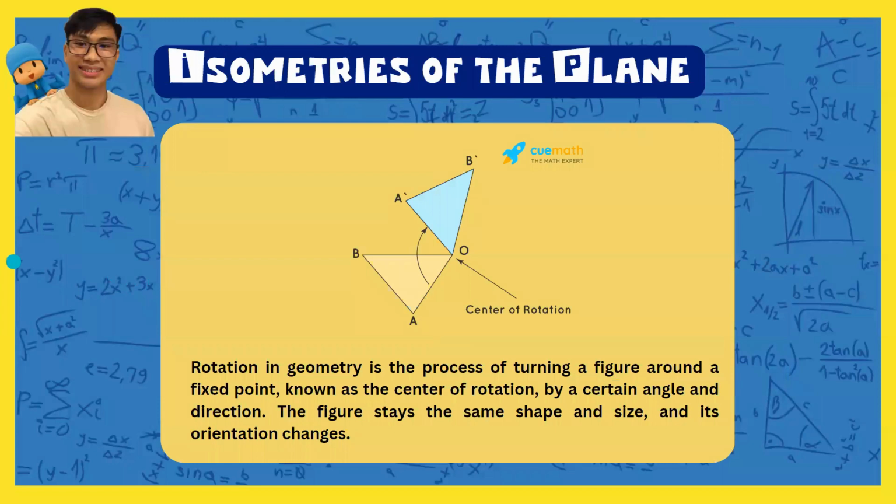Next is rotation. In geometry, it is the process of turning a figure around a fixed point. So ito ang kanyang fixed point, known as the center of rotation, by a certain angle and direction. The figure stays the same shape and size and its orientation changes. So dito, nakastick lang siya dito sa center of rotation, yung tip niya, pero nagro-rotate siya by certain degrees. So sabihin natin x degrees. So nag-rotate siya ng x degrees at kaya siya napunta dito. Pero dito pa rin yung isang point niya dahil dito ang kanyang center of rotation.